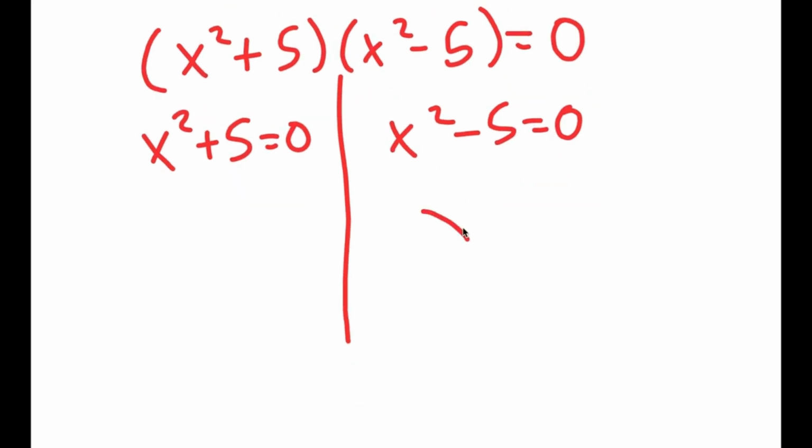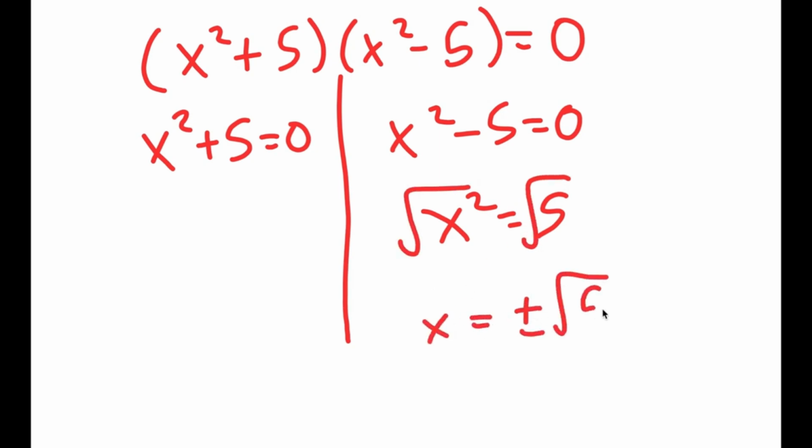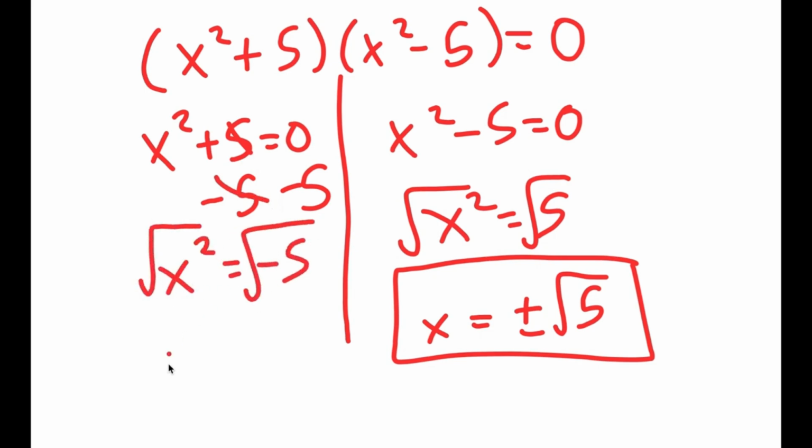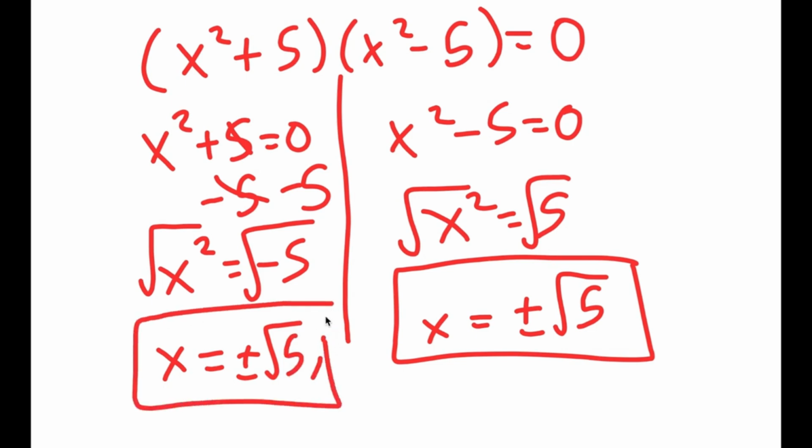So for x squared minus 5 equals 0, I get x squared equals 5. If I take the square root on both sides, I get x is equal to positive or negative square root of 5. Now for x squared plus 5 equals 0, I can subtract 5 on both sides. So I get x squared is equal to negative 5. If I take the square root, I get x is equal to the square root of negative 5, which is equal to the square root of 5i. So these are my four solutions to this equation.